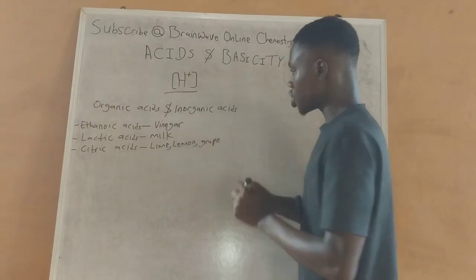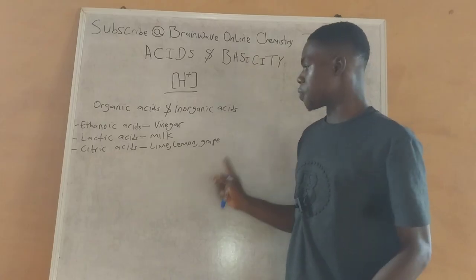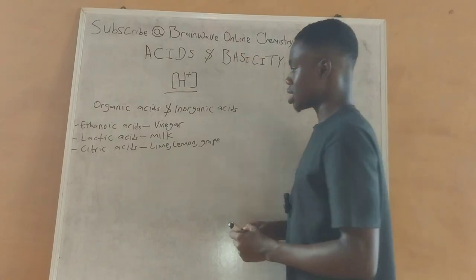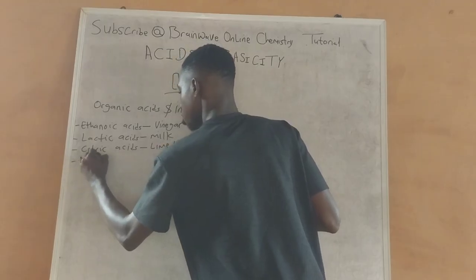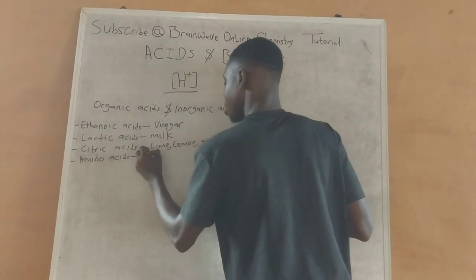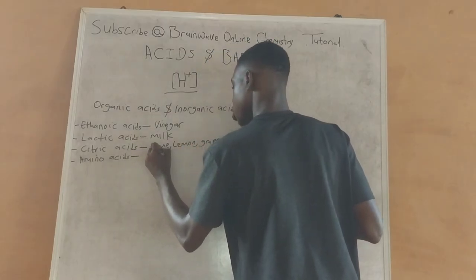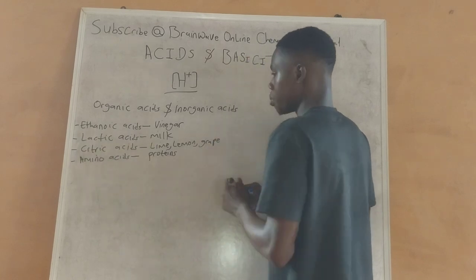Please, you should know that citric acid can be gotten from lemon, lime, or grape. We also have amino acid. Amino acid can be gotten from protein.